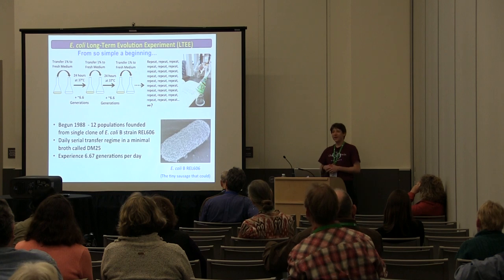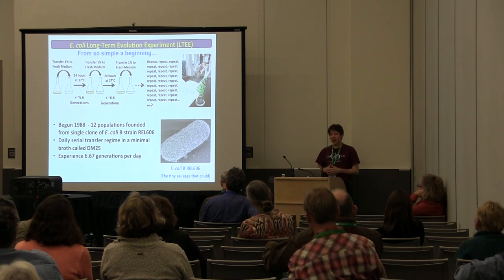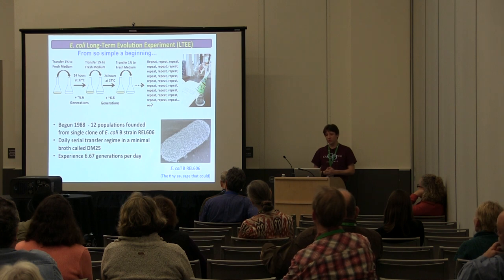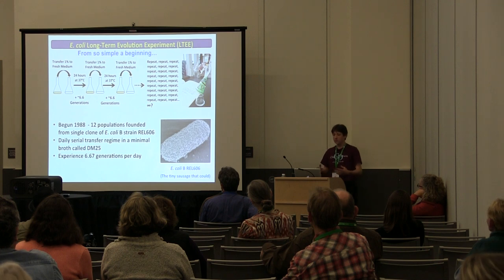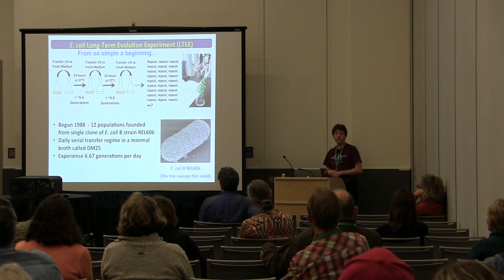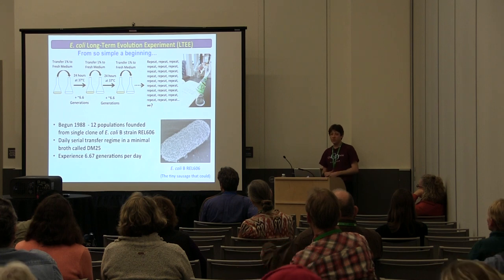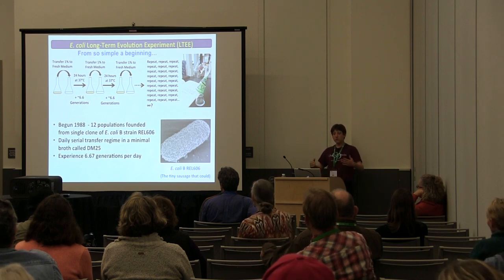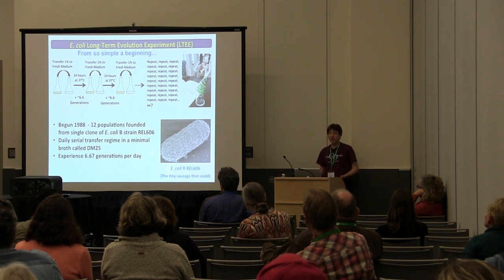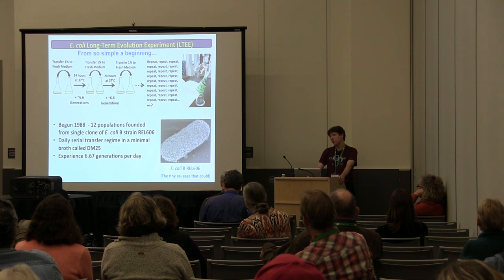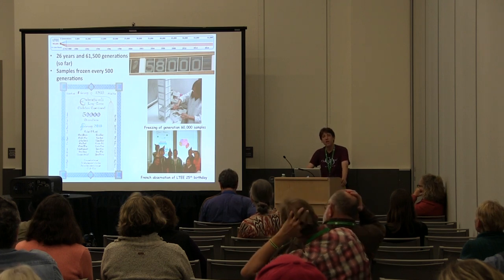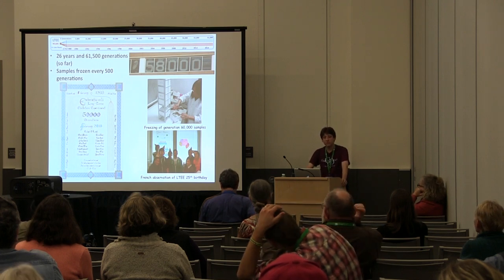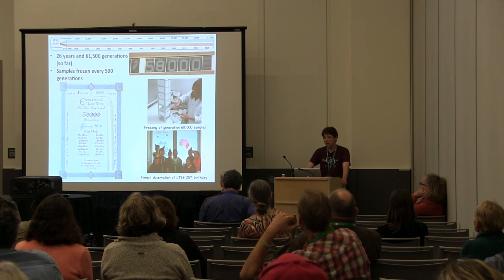We're humans. So the centerpiece of the lab's work is the E. coli long-term evolution experiment, or LTEE, which was begun in 1988 when Rich founded 12 populations from a single clone of E. coli B strain REL606. And these have since been evolved under a daily serial transfer regime in a minimal glucose medium called DM25. And under the conditions of the experiment, each population experiences about 6.67 generations per day. And at that pace, over the 26 years so far of the experiment, we've been able to observe over 61,500 generations of evolution in each of the 12 populations.